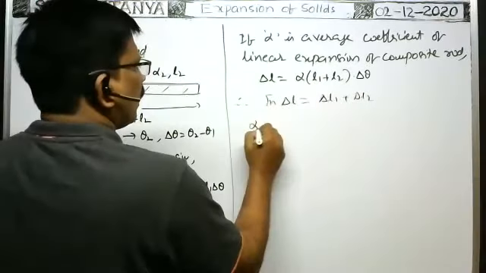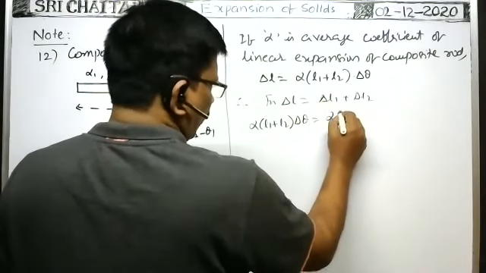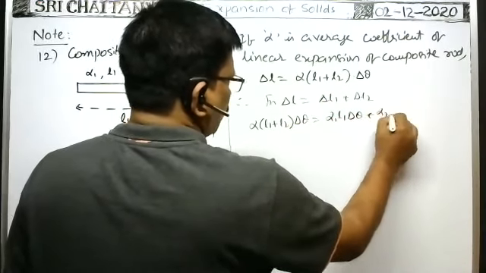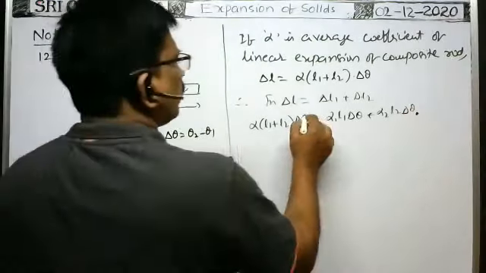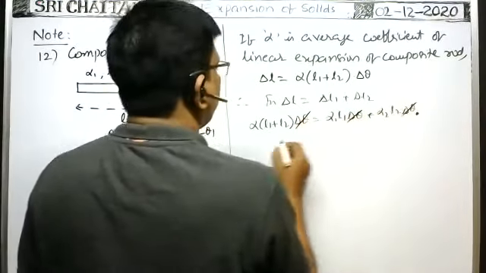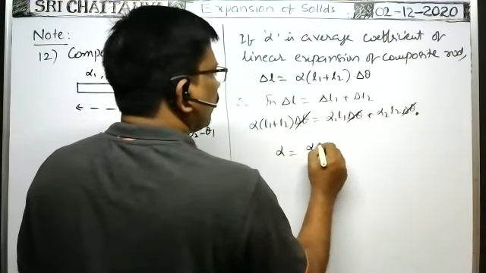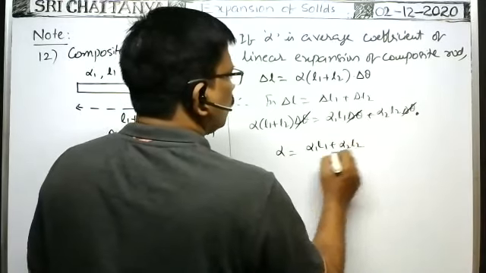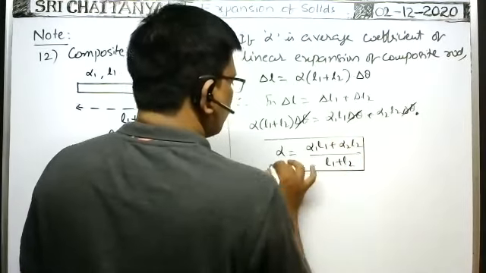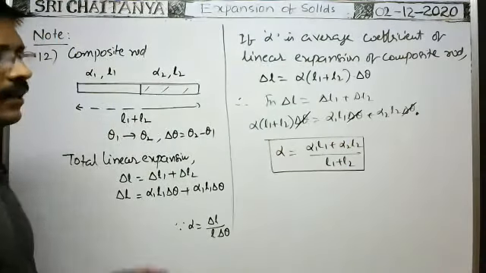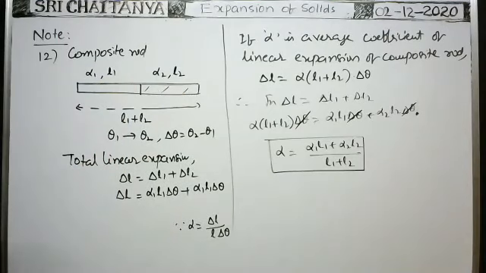Delta L means alpha into L1 plus L2 into delta theta is equal to alpha 1 L1 delta theta plus alpha 2 L2 delta theta. I already wrote it here. In all we can cancel delta theta. Then the average coefficient of linear expansion alpha is equal to alpha 1 L1 plus alpha 2 L2, whole divided by L1 plus L2. This is the average coefficient of linear expansion of a single rod having the same length as that of the composite rod. Note it down.